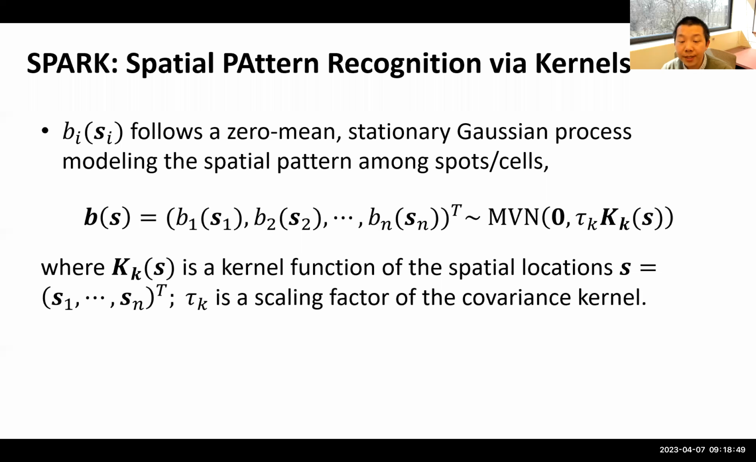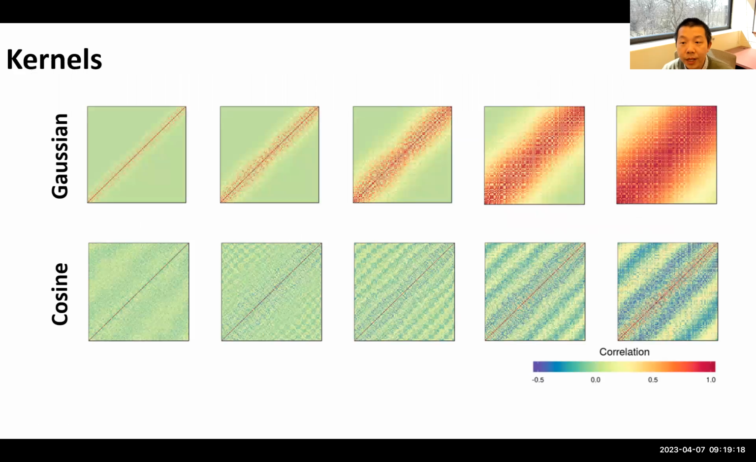So now we can turn this scientific question into a statistical question of testing the variance component tau sub k. An important part here is the K matrix, the kernel matrix, because the kernel matrix determines what type of expression pattern you are going to detect and how powerfully you can detect it. For any biological data, you are going to see all kinds of spatial expression patterns. So instead of using just one K, we use 10 different Ks to capture a wider variety of spatial expression patterns. In particular, we have 5 Gaussian kernels and 5 cosine kernels.